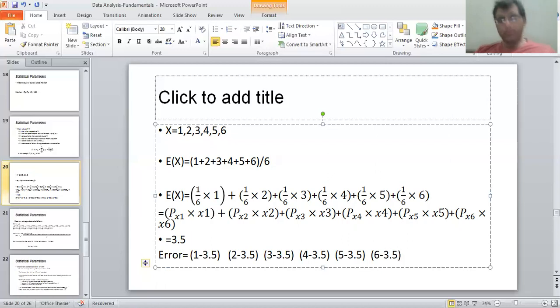Now all these numbers must be connected in some way or the other.